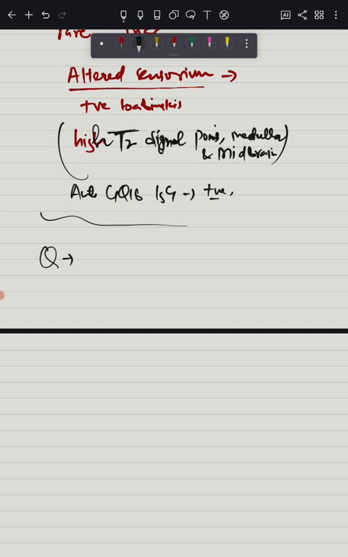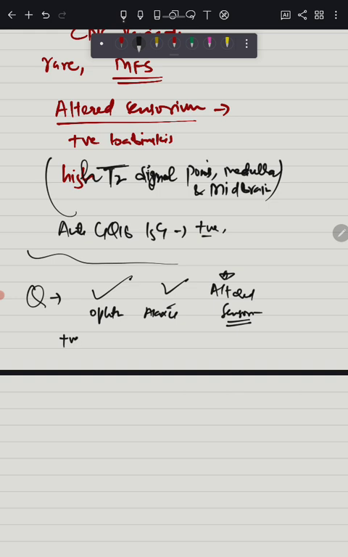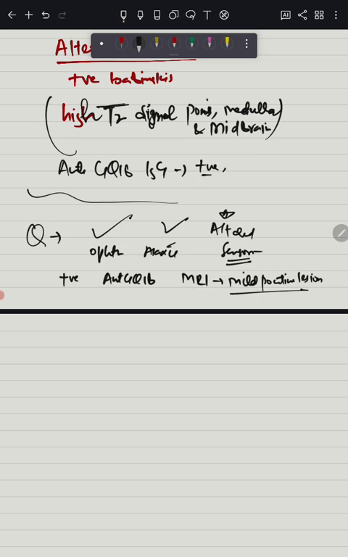So the correct answer for this is Bickerstaff brainstem encephalitis. There is ophthalmoplegia, there is ataxia, because it's closely related to MFS. But the distinguishing feature is altered sensorium. There is areflexia, and Babinski's sign is positive, and anti-GQ1B antibody is also positive. CSF will show albuminocytological dissociation, and MRI will show a mild pontine lesion, and there will be a preceding infection.